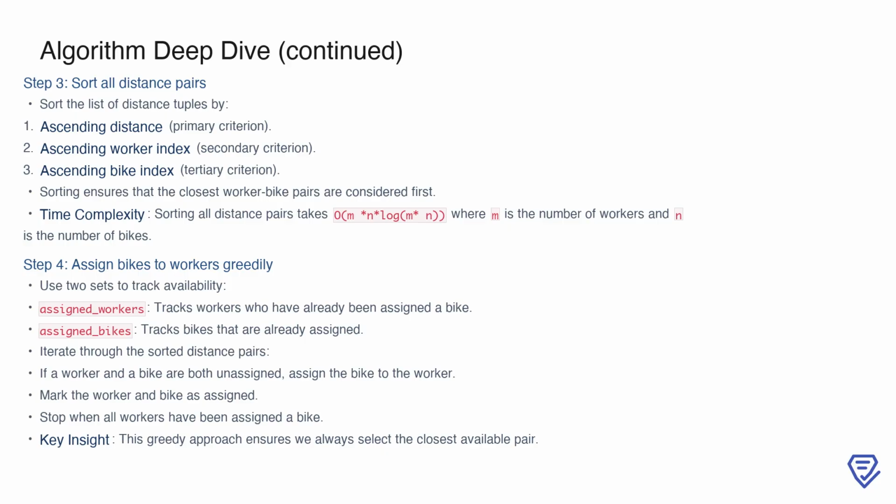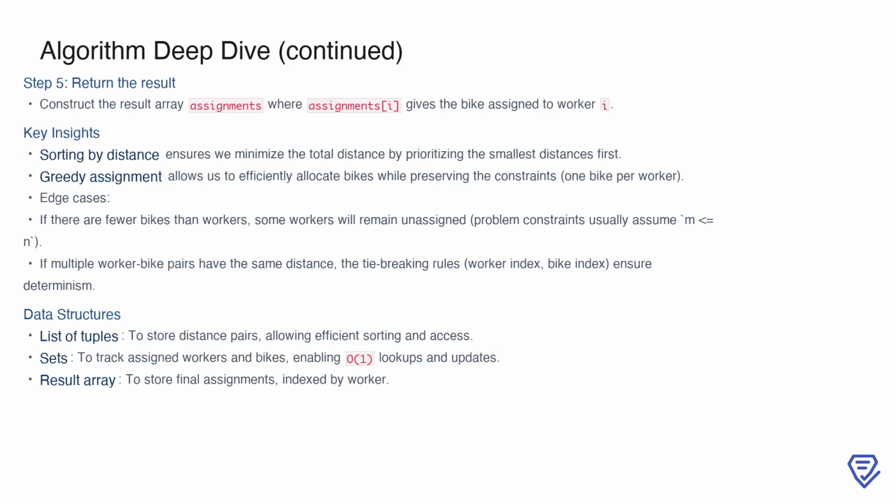This greedy method ensures that we always select the closest available worker-bike pair, aligning with our goal of minimizing the total distance. After completing the assignments, we construct the result array. This array, assignments, is indexed by workers, so the value at index i corresponds to the bike assigned to worker i. The sorting step ensures that we process distances in ascending order, which directly helps minimize the total distance. By using a greedy approach, we efficiently allocate bikes while adhering to the constraints that each worker and each bike can only be assigned once.